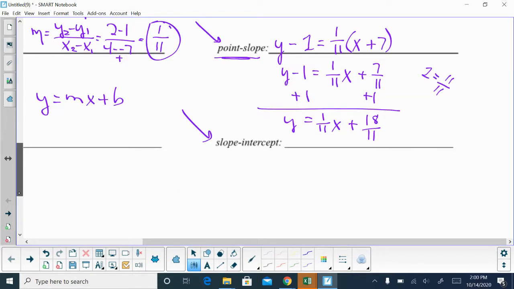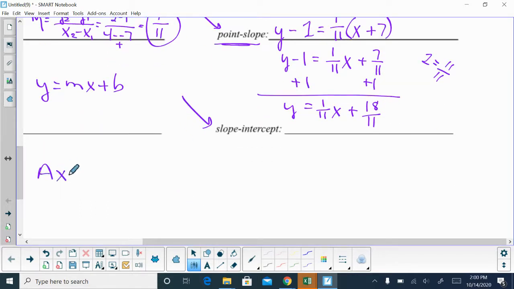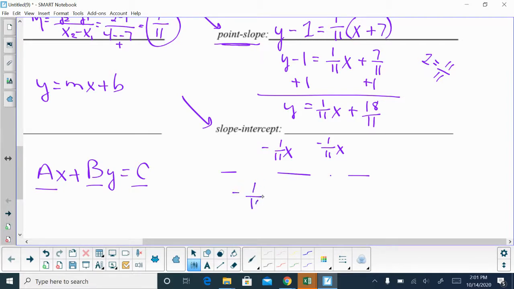Now, standard form. If you'll recall, standard form is ax plus by is equal to c, where a, b, and c are integers, no fractions. So we need to take the slope-intercept form and get rid of those fractions. And we also need to move our x term over to the left side. So let's do that first. So I need to subtract that x term from both sides. Now I have negative 1/11th x plus y is equal to 18 over 11.